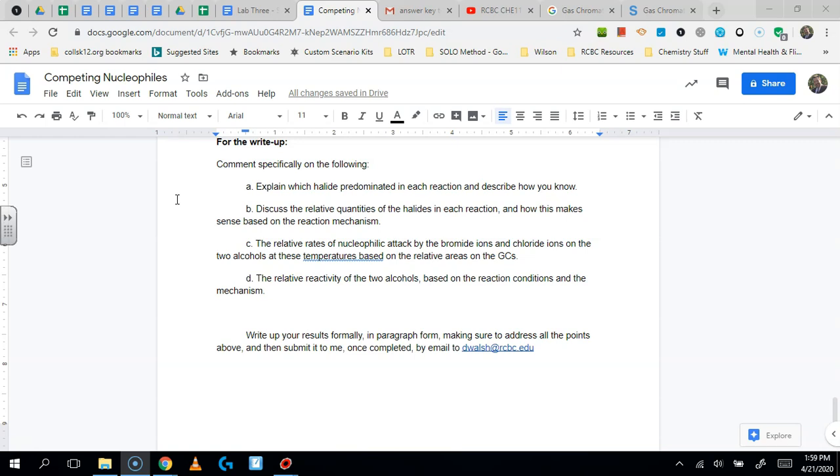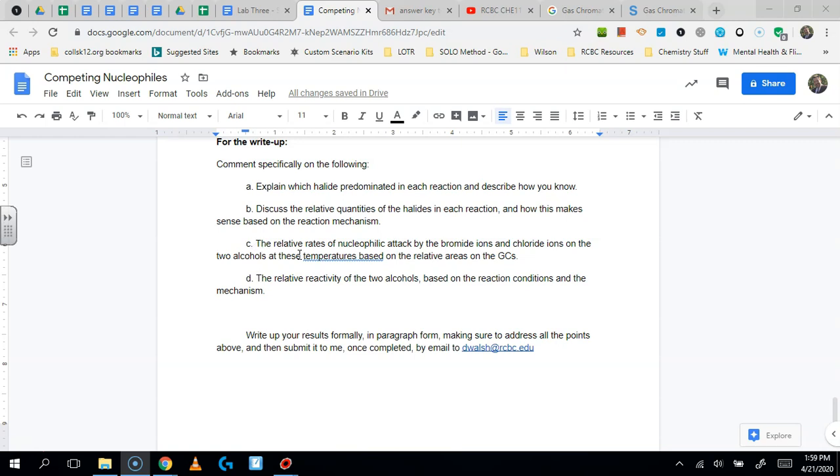And then I want you to use what you're learning in Sherlock's lecture about why that makes sense based on the mechanism of the reaction, because we know that primary alcohols like n-butanol or 1-butanol undergo a different type of mechanism than tertiary alcohols like t-butanol. So that may be part of your discussion.